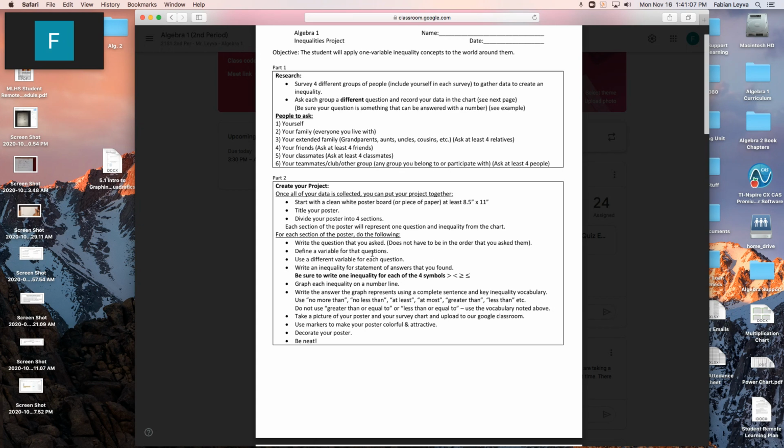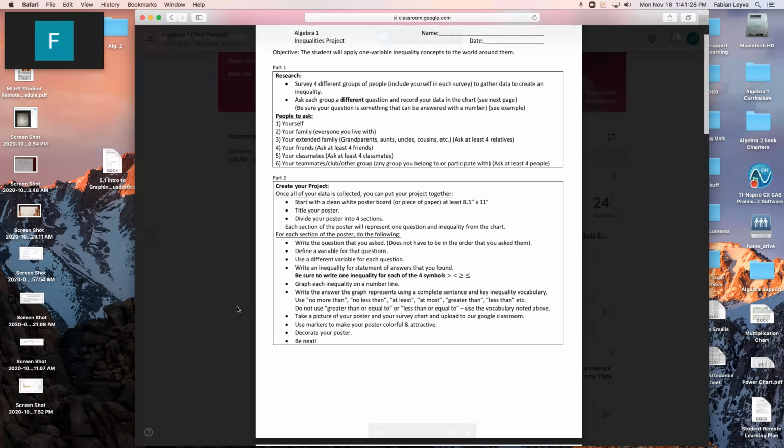Write an inequality for the statement for the answers that you find. Be sure that you write an inequality for each one of these. So one box has to be a greater than, one has to be a less than, one has to be a greater than or equal to, and a less than or equal to. Graph each inequality on the number line. Write the answers to the graph using complete sentences and key vocabulary. Make sure you use no more than, less than, greater than, etc.